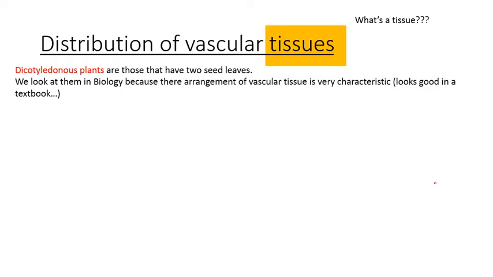Now, when we look at vascular tissues, we only ever look at a type of plant, a big variety, called dicotyledonous. That is not how you actually pronounce it, that's just how I pronounce it so I can spell it. Dicotyledonous. You might see them written as dicots. They are plants that have 2 seed leaves. We always look at these in biology rather than monocots or tricots, only because their vascular tissue is arranged beautifully. It looks amazing, and it makes it very easy to label a photomicrograph.